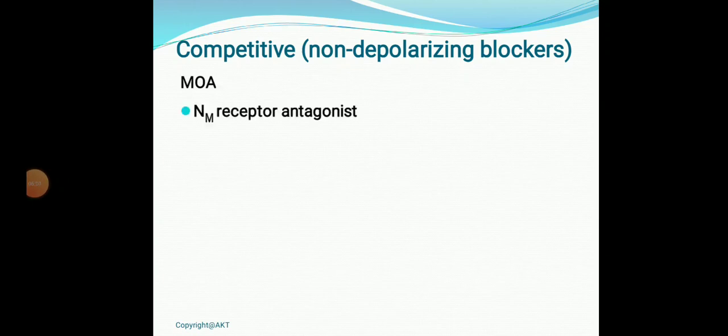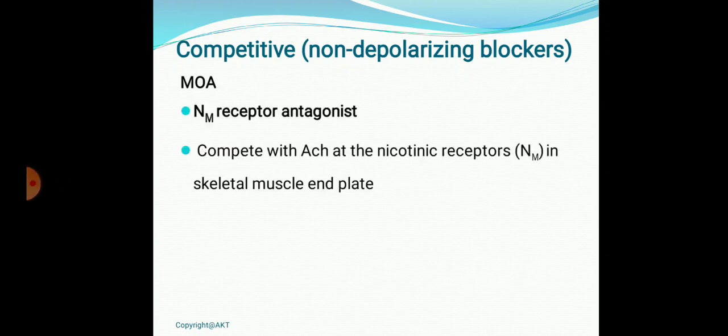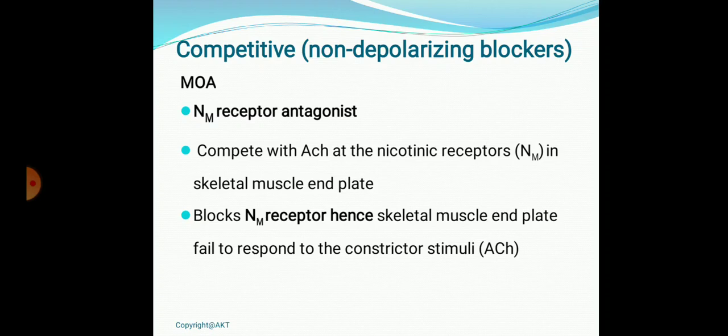So first is the competitive or non-depolarizing blocker. Mechanism of action, as I mentioned, it is a pure NM receptor antagonist. So it competes with acetylcholine for the NM receptors in the skeletal muscle end plate and blocks the NM receptor, hence leading to lack of response of the NM receptor to the stimuli, that is to the acetylcholine, leading to skeletal muscle paralysis. While the depolarizing blocker, it's a two-step action.